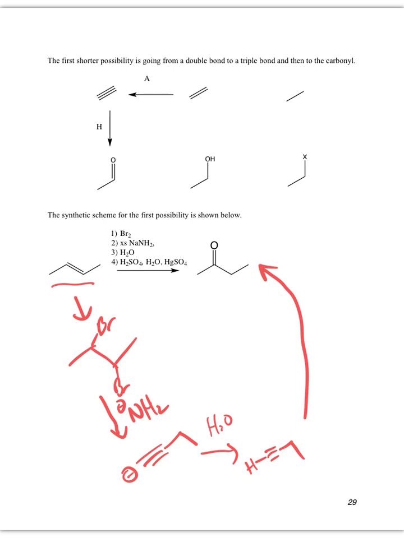Okay. The only way we can go from an alkene to an alkyne is to brominate it, do 2 E2 eliminations with the strong sodium amide, and then add water to make the terminal acetylene. Okay, that's the only way we can do that.